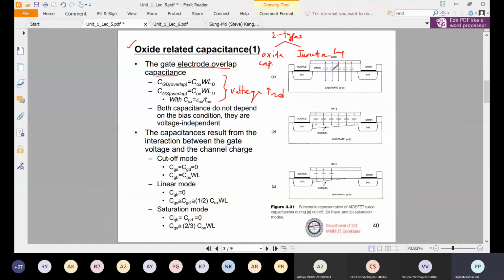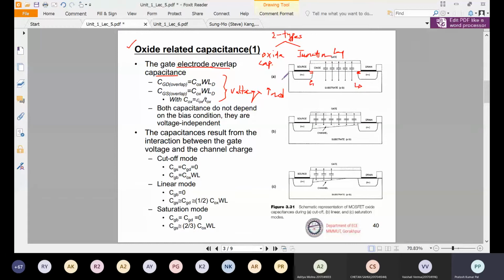So what happens between gate and overlap region? There are two overlap regions. This is the gate to source overlap, and this is the gate to drain overlap. So this overlap region is LD. LD was there, so LD will be here also. This LD region will be generating some capacitance.